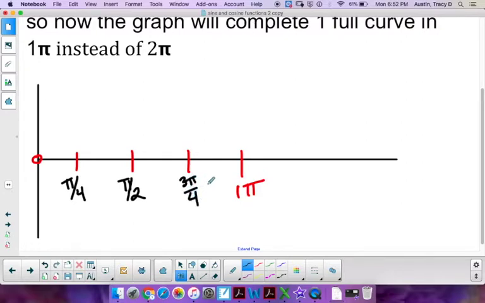Now here's the thing. It's the same pattern. It's still going to start at 0 and go up to 1 and back to 0 and down to -1 and back up to 0. The pattern of the graph has not changed. All we've done is change where it happens. So don't freak out thinking, oh God, now I have to go look on the unit circle and figure out what sine of pi over 4 is.